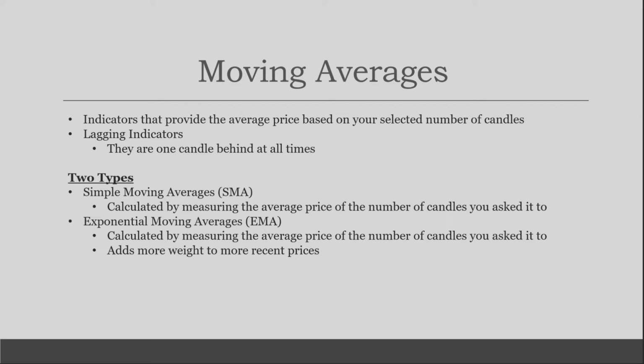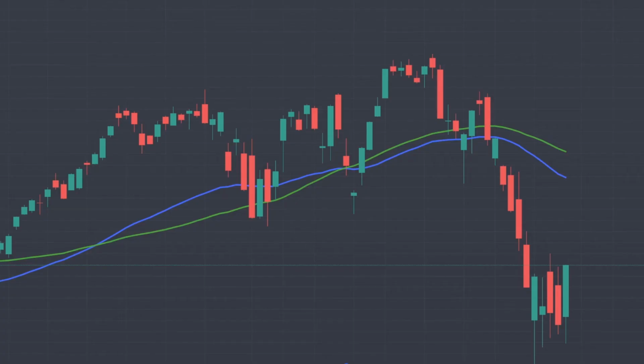The exponential moving average, better known as the EMA, does the exact same thing. The only difference here is that the EMA adds more weight to more recent prices, as they are more representative of the stock. Let's have a look at an example of both. On this chart, I have gone ahead and plotted the simple moving average of 50 as well as the exponential moving average of 50.